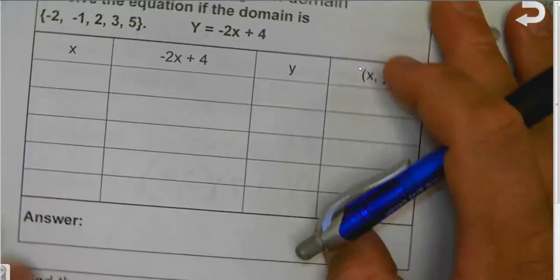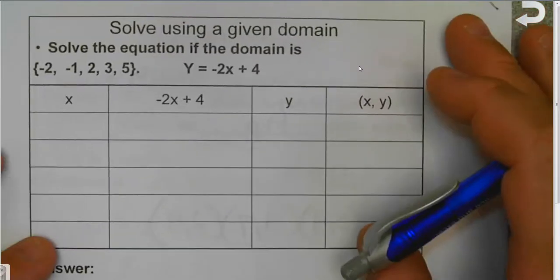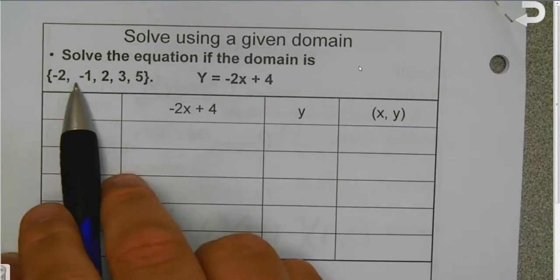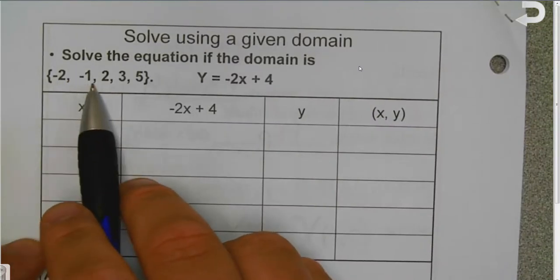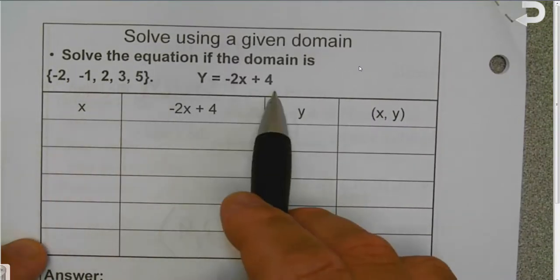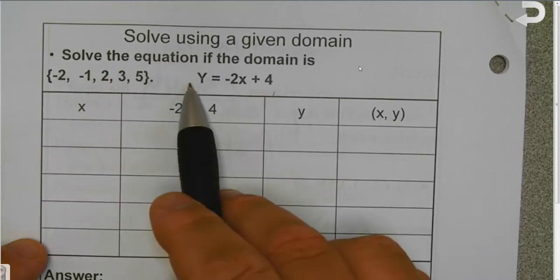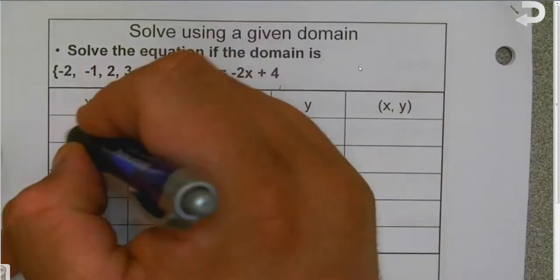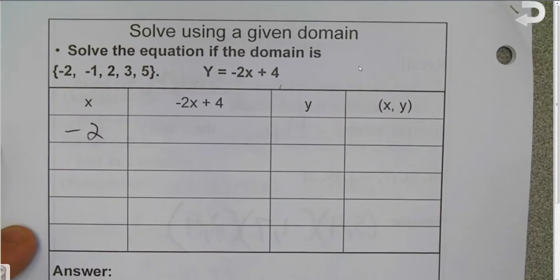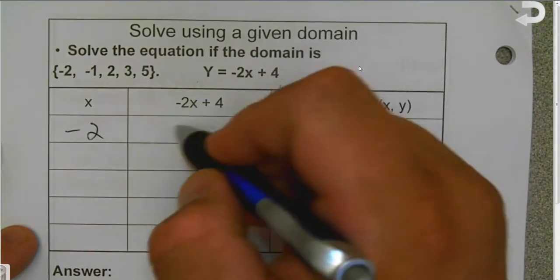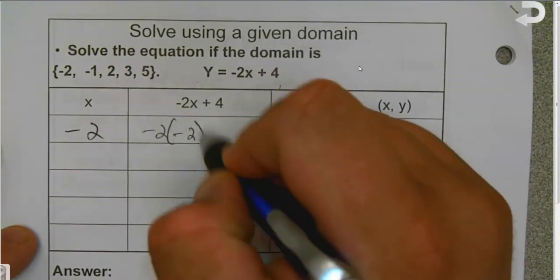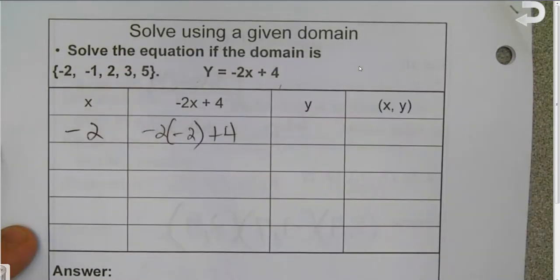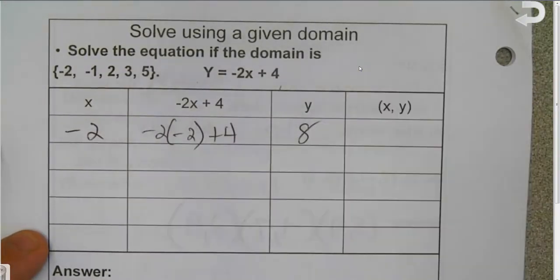The last thing that we can do is we can substitute. So if I give you a domain of negative 2, negative 1, 2, 3, and 5, and an equation, can you find the range? Well, sure. Because if I give you negative 2, you plug it in, and you end up getting 8.